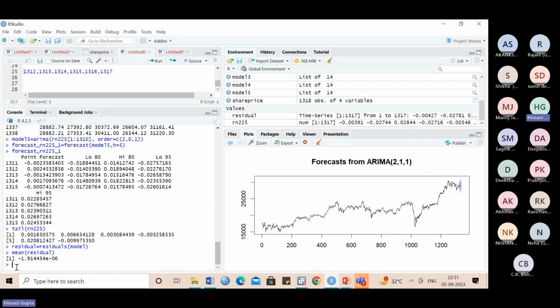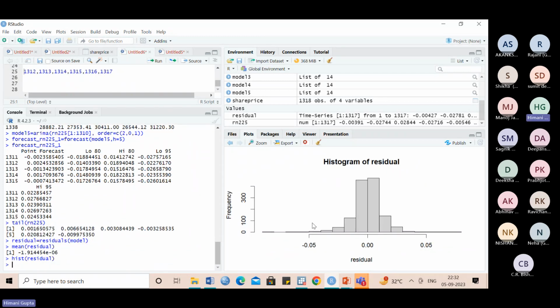Second is that the residuals should be normally distributed. For that, I can make a histogram of my residuals. If I make a histogram, you will see that it is completely bell-shaped. So your residuals are normally distributed. Next, we are going to calculate the autocorrelation.